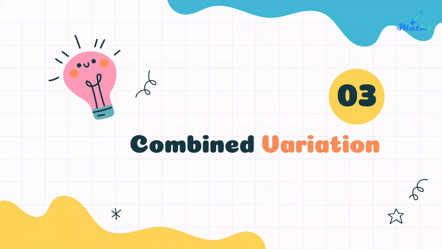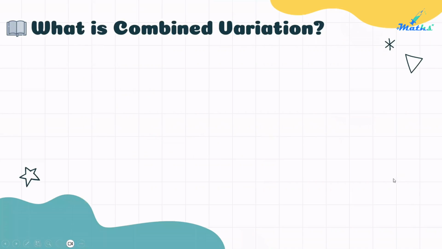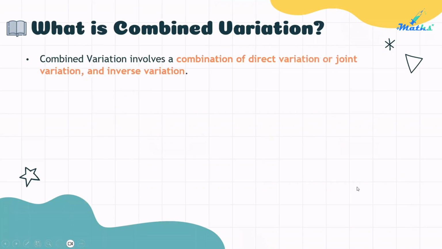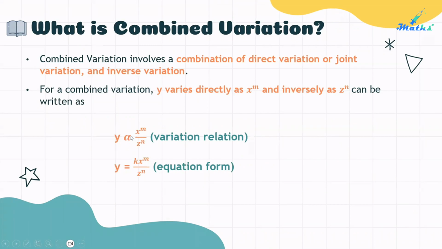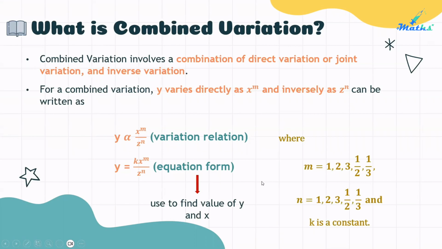Okay, next is our last subtopic, which is combined variation. What is combined variation? Combined variation involves a combination of direct variation or joint variation and inverse variation. For a combined variation, y varies directly as x and inversely as z can be written like this. This is the variation relation: y varies directly as x and inversely as z, and the equation form becomes like this, where k is a constant.